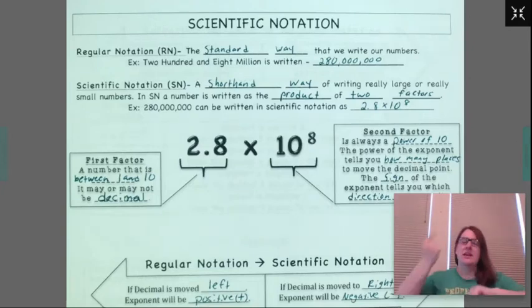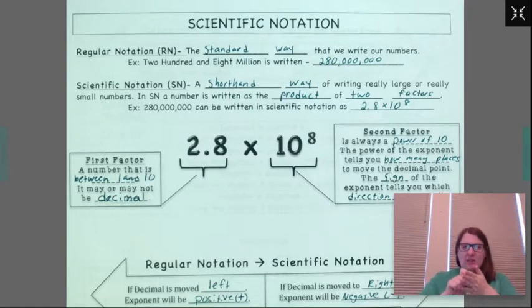Hey students, today we will be reviewing scientific notation. Okay, so we have regular notation, RN. That's the standard way that we write our numbers. So we usually would write 280 million, and it's written that way right up there at the top of the page.